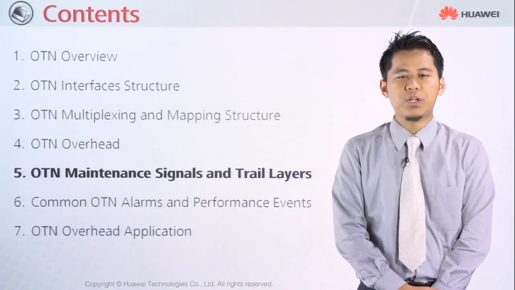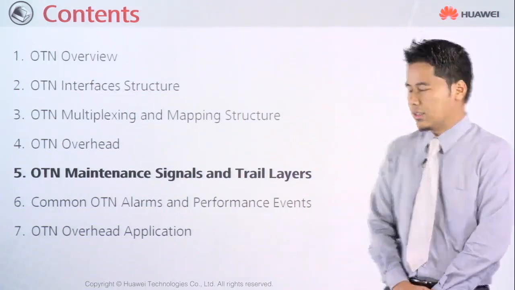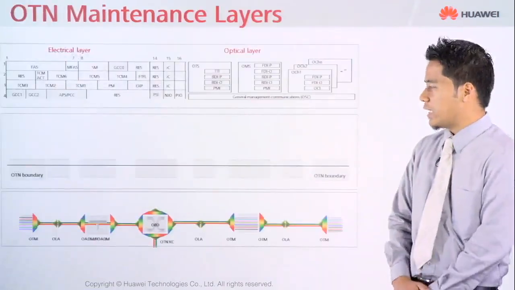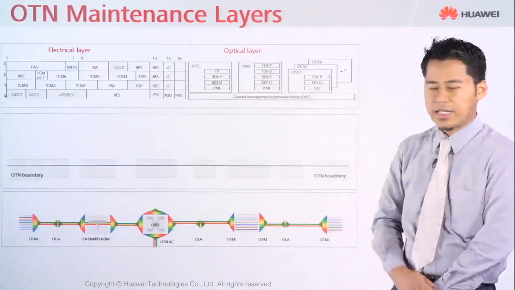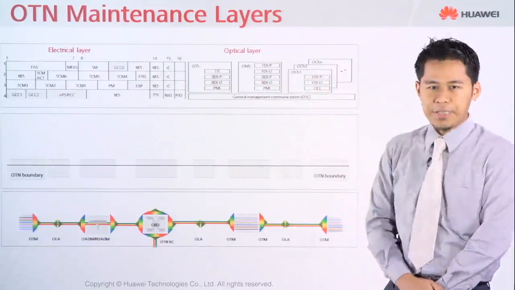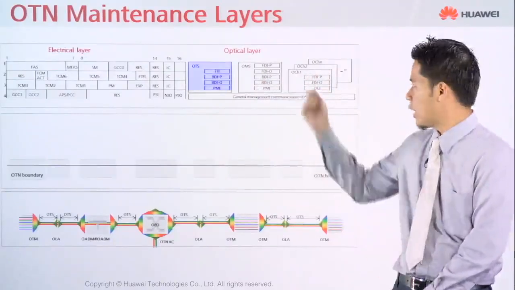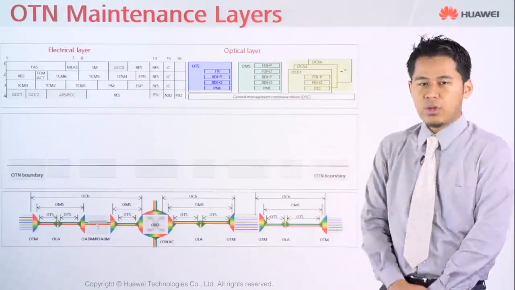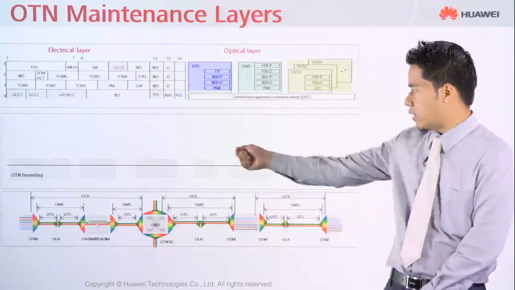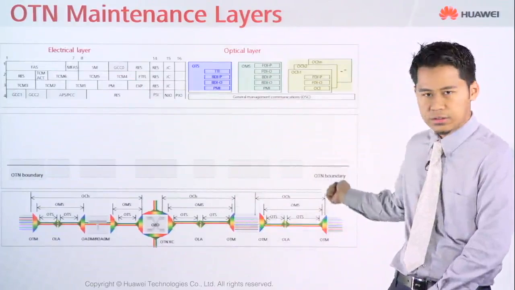The fifth content will be OTN Maintenance Signal and Trail Layer. As we can see, they are divided into two categories: the electrical layer and the optical layer. The optical layer has three parts: the OTS, the OMS, and also the OCH. So we need to know the layers between the OTN boundaries over there and here.